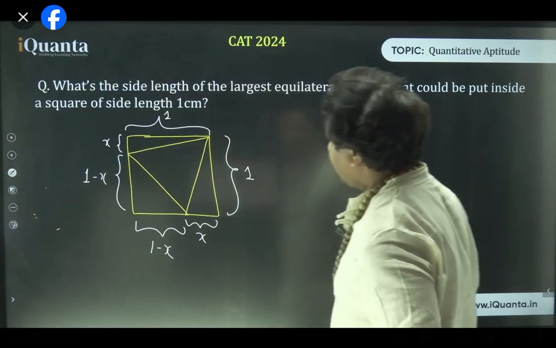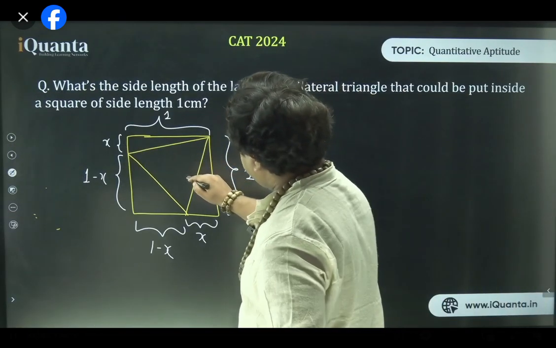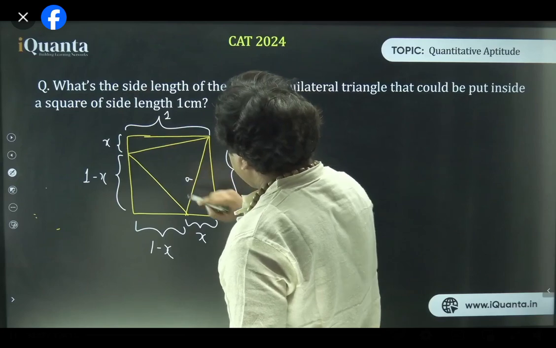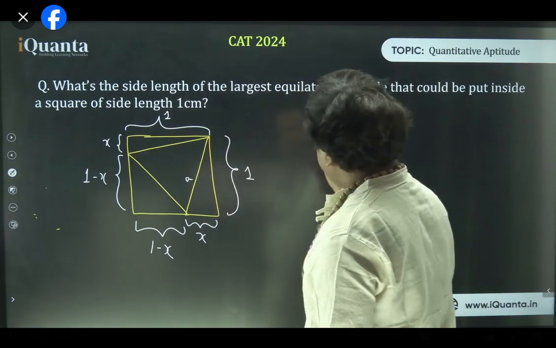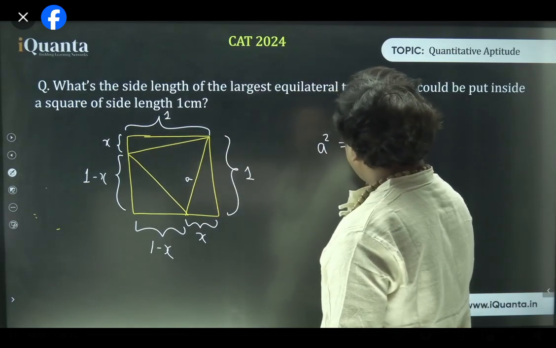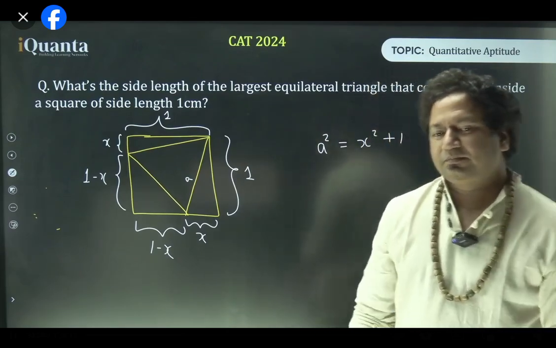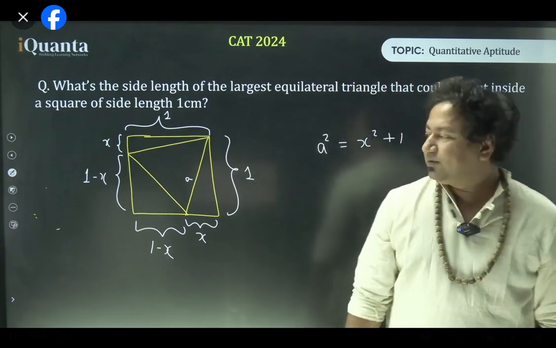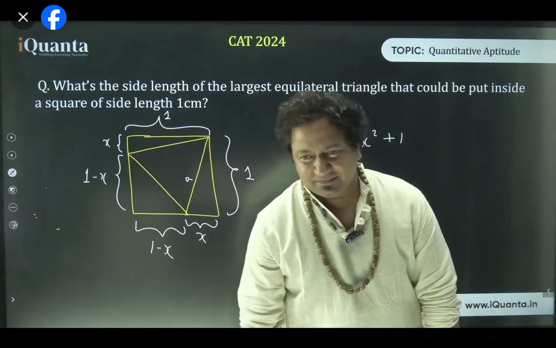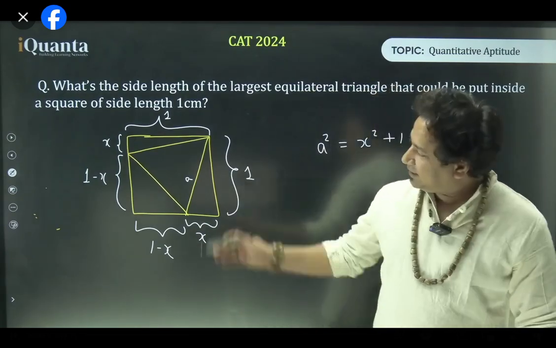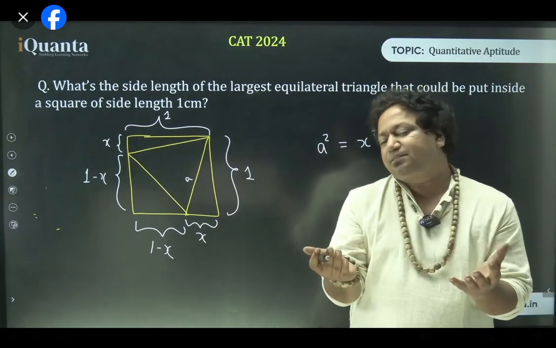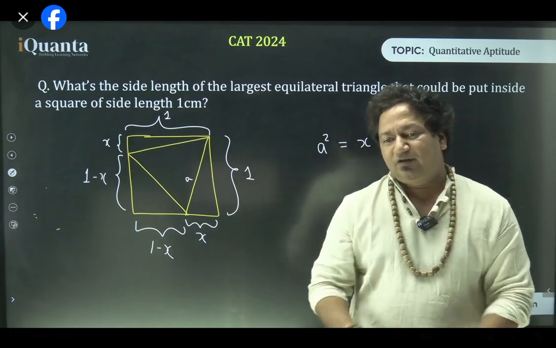Now, let this side, which we have to find, be a. Applying Pythagoras theorem here, I'll get a square is equal to x square plus 1, isn't it? Kirti, the first time it was wrong because a bigger triangle can fit inside it, a lot of space was left. You would have to tilt the triangle, that is the only way you can fit in the triangle of maximum area, isn't it?